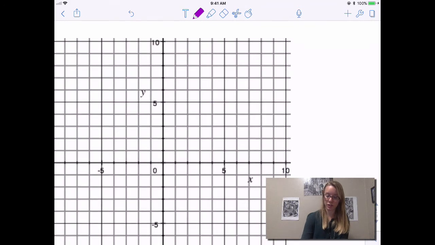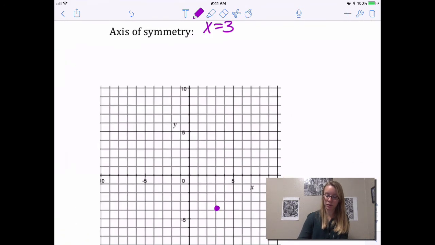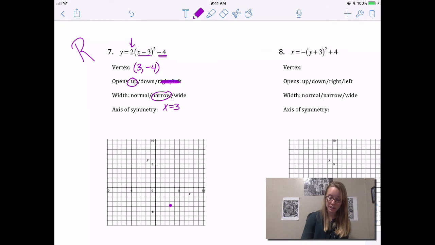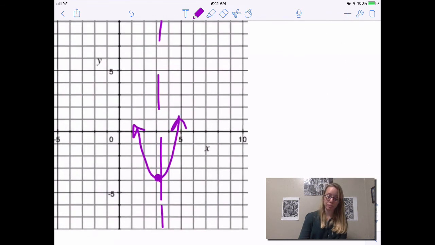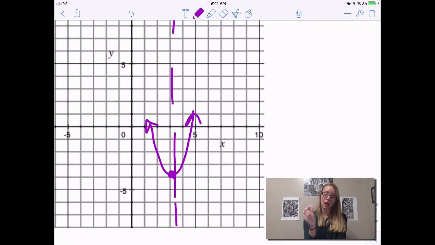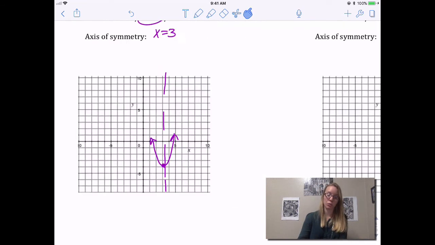Okay, so go to (3, -4). Again, it opens up and it's narrow. So we kind of sketch and then do our axis of symmetry. Right. I should be able to see that you understand what it means to be narrow. So please draw it actually like a cup, not like a V shape. It should look like a parabola, and it shouldn't be super haphazard. It should look kind of like you know what it means to be narrow or normal or wide.